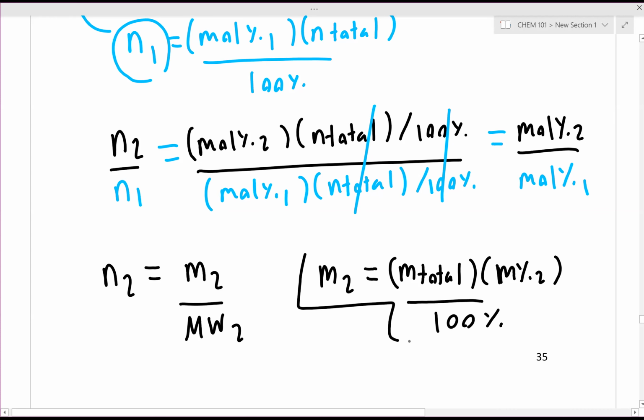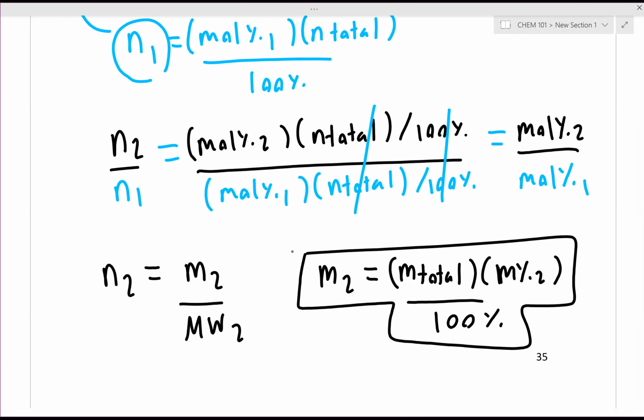This equation is found in your notes when we discussed how we calculate the mass of an element given mass percent. Does this form look familiar? Does this conversion factor look familiar that we've been using throughout our mass percent calculations? The mass percent over 100 grams per 100 grams. So we've seen this before.